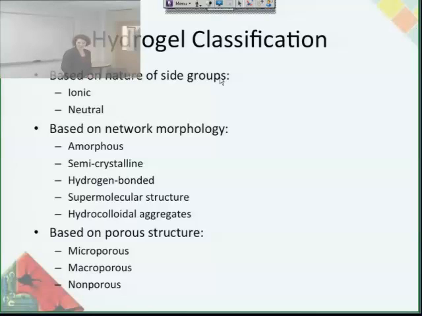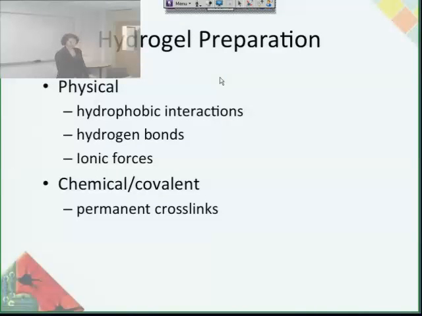Microporous, macroporous, or non-porous. That's probably the most confusing because there's no such thing as a non-porous hydrogel. It just means they have very small pores. So I don't like any of these classifications. The way that I like to classify hydrogels is if they're physical or if they're chemical/covalent.